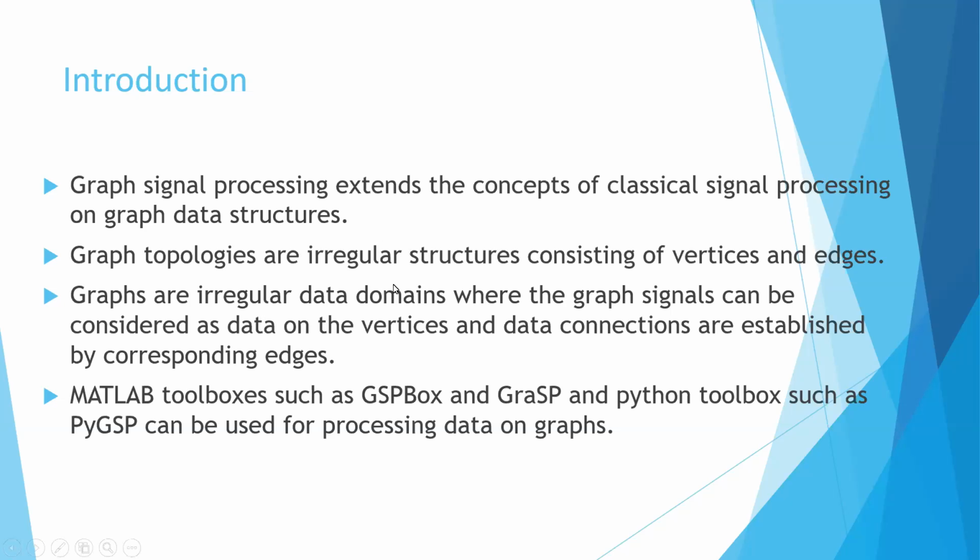Graph topologies are irregular structures consisting of vertices and edges. Graphs are irregular data domains where the graph signals can be considered as the data on the vertices, and the connections between the vertices are established by the corresponding edges. We can use MATLAB toolboxes such as GSP box, and in Python we have PyGSP, which can be used for processing data on graphs.